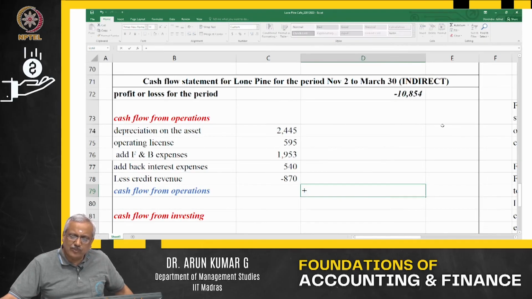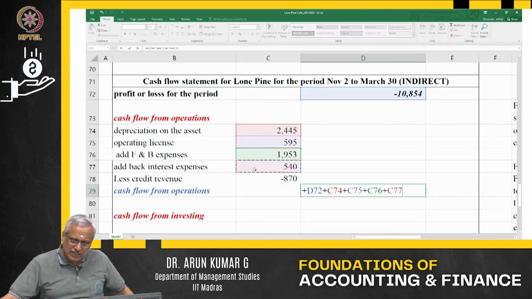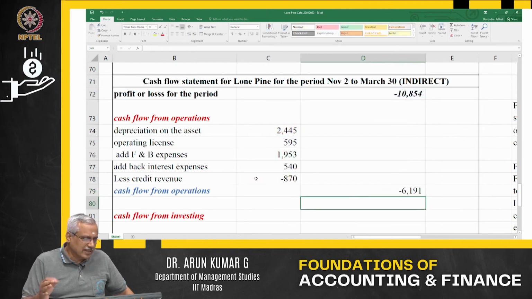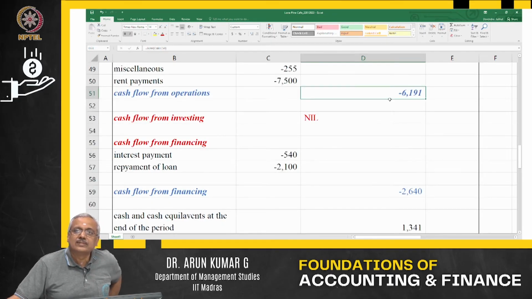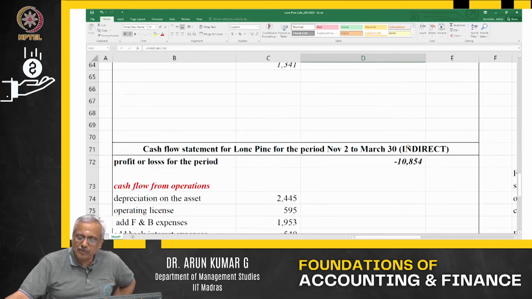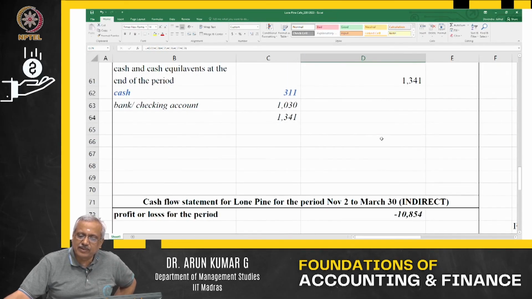Now what is your cash flow from operations? Cash flow from operations is profit plus this, plus your depreciation, plus the interest that you added back, less my credit revenue out there. That is cash flow from operations. You can see this cash flow from operations matches exactly with the same cash flow from operations here.